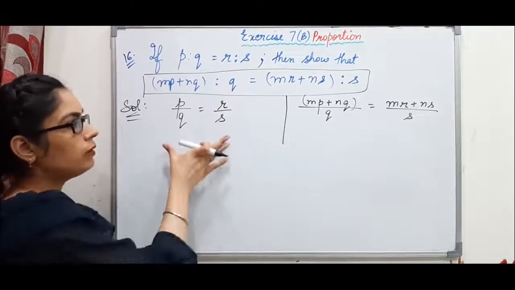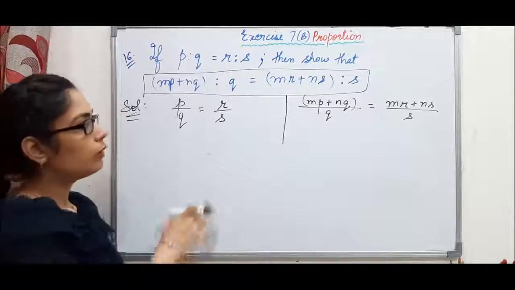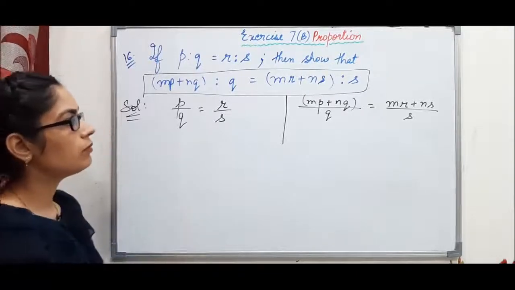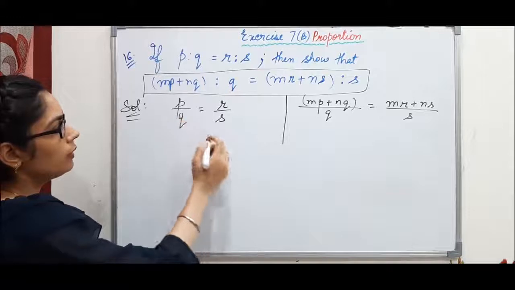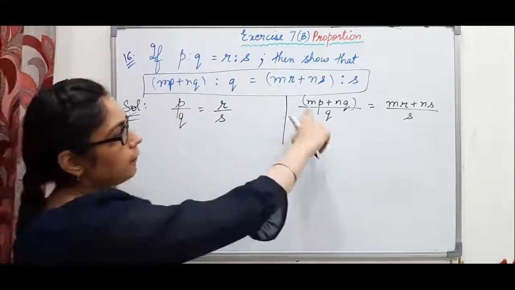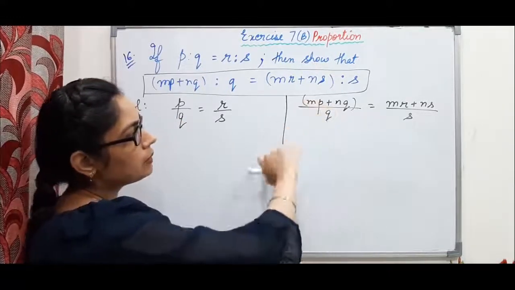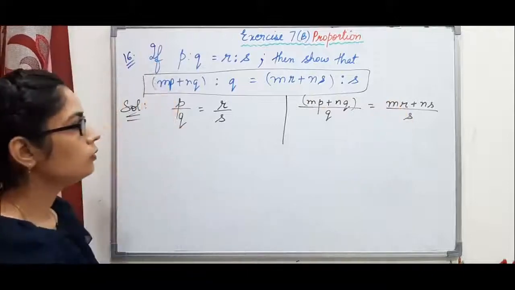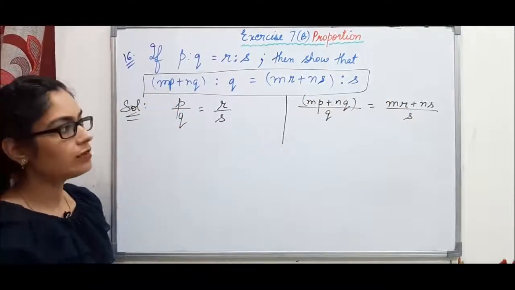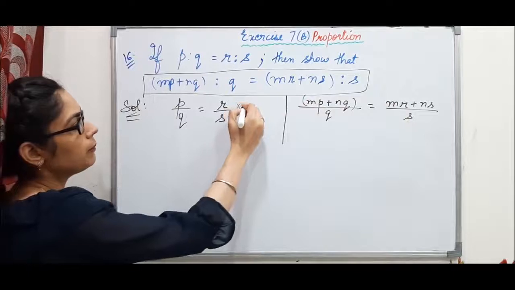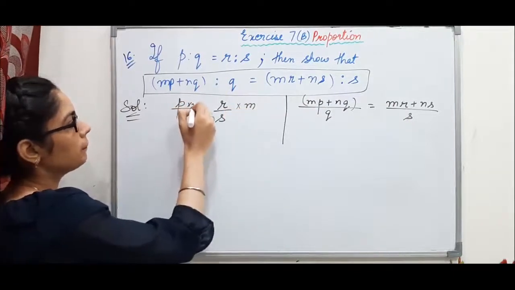So from the given only we have to start. Whatever is given, from this thing only we have to start. So here see, with p, m is there, and with r also m is there. So this thing is giving us a hint. What we can do, we can multiply both sides by m.